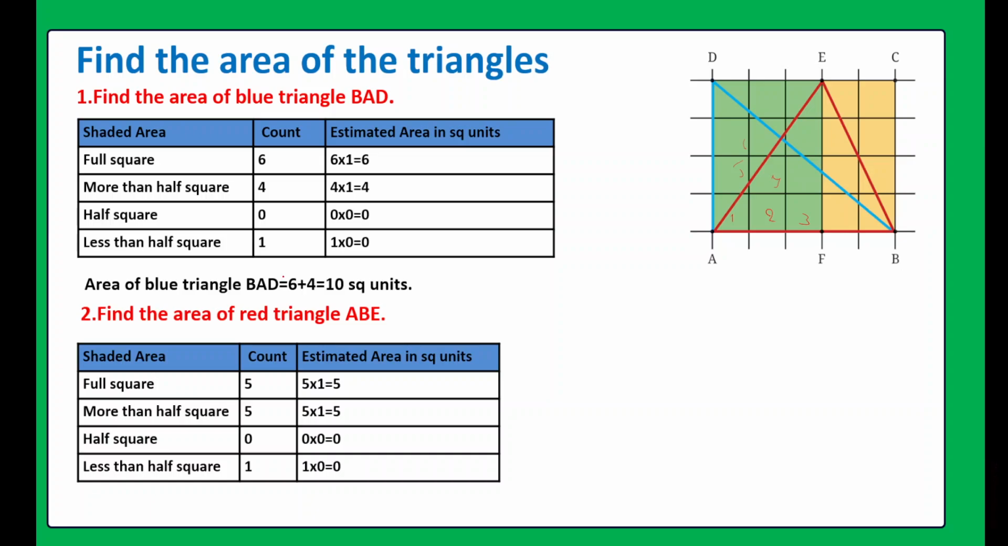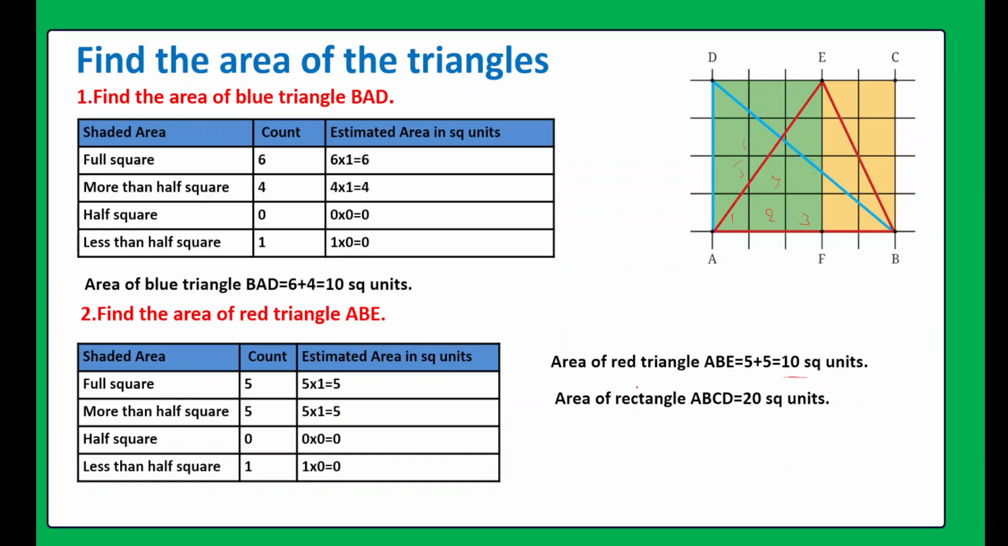Similarly, find the area of red triangle ABE. So we are going to see this triangle area, the red triangle. In the red triangle, there are 5 full squares. 5 into 1 is the estimated area. More than half square is 5 into 1, that is 5. Exactly half square is 0, so 0 into 0. Less than half square is 1 into 0. Therefore, area of the red triangle ABE is 5 plus 5, 10 square units.